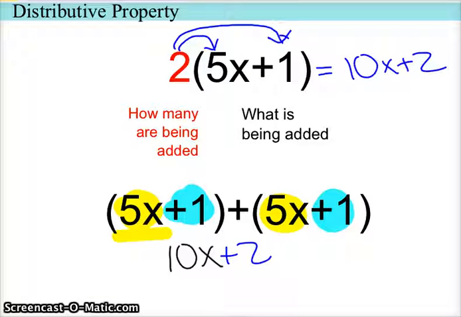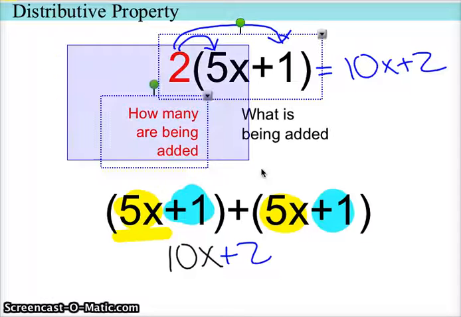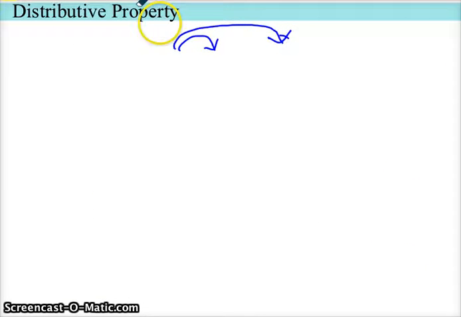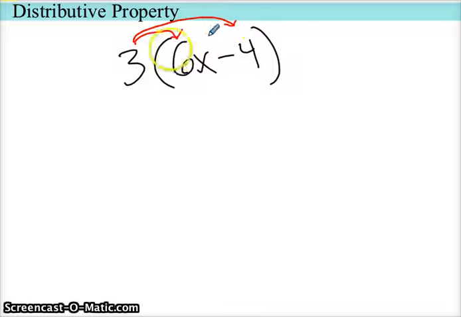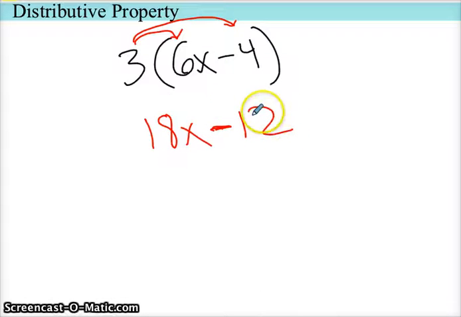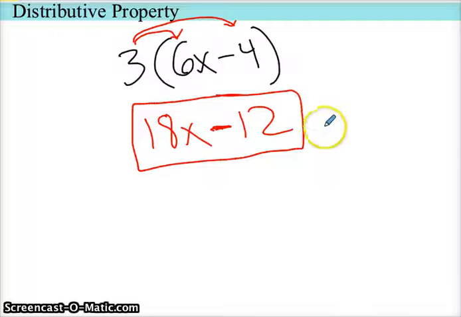So practicing this again, let's look at a different example. Let's look at an example of 3 groups of 6x minus 4. In this case, we can distribute. We will multiply our group number of 3 to each term of the group. So 3 groups of 6 x's will give us a total of 18 x's, and 3 groups of 4 negatives will give us a total of 12 negatives. So we have 18x minus 12, and that is the simplified version using distributive property.